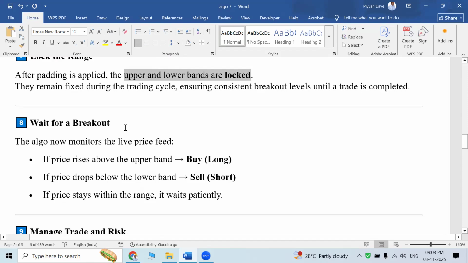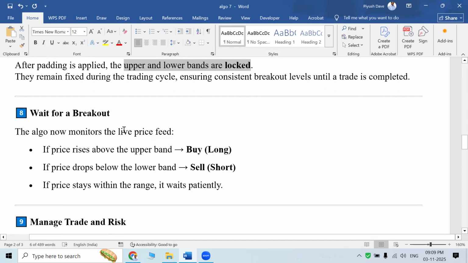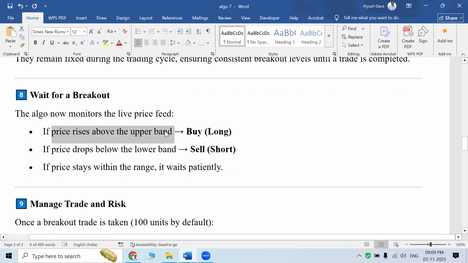We will wait for the live price from the market. Now if the price is above the upper band, we will buy. If the price is below the lower band, we will sell. And if the price is within the range, it will wait patiently.